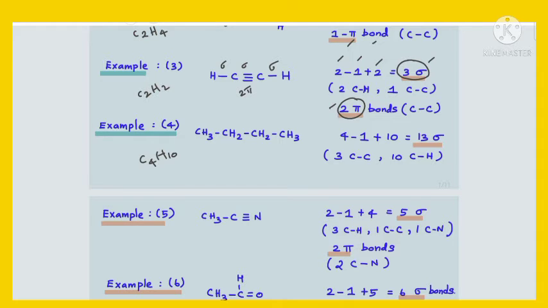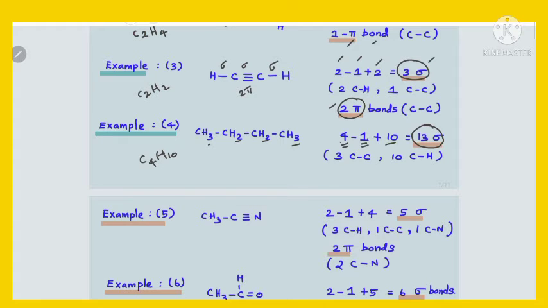bonds. Let us calculate. Total number of carbon atoms, 4, minus 1, plus total number of other atoms. The other atom is hydrogen: 3 plus 2 is 5, plus 2 is 7, plus 3 is 10. So plus 10. 10 plus 4 is 14, minus 1 is 13. So totally there are 13 sigma bonds in this N-butane molecule.